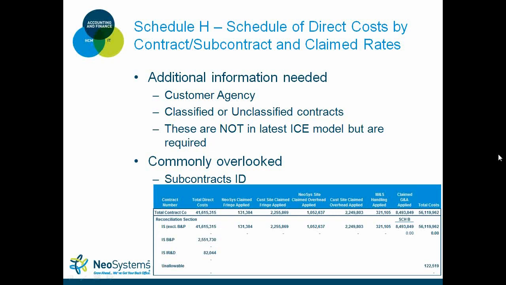Commonly overlooked: subcontract IDs. This is one that we find with customers, where they may have been populated into the accounting system in reference as a subcontractor, or as a subcontract in the ID that follows that. So ensure that if they are a subcontract, the ID is actually included. You may have to go back to the accounting system, into the project setup, and actually populate that field.